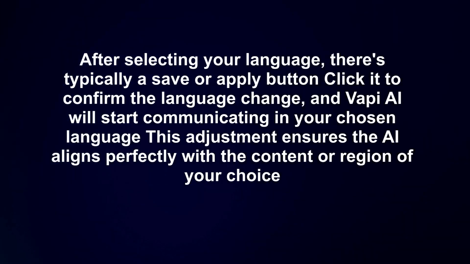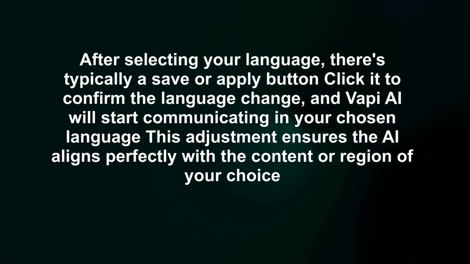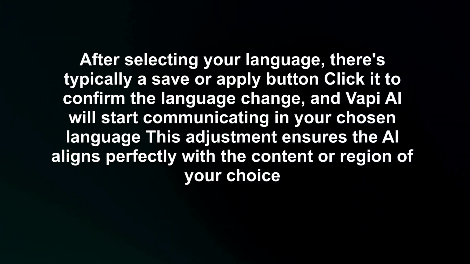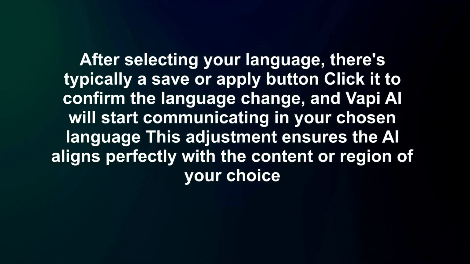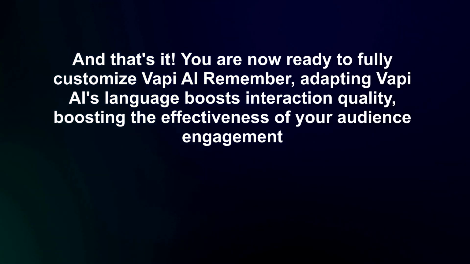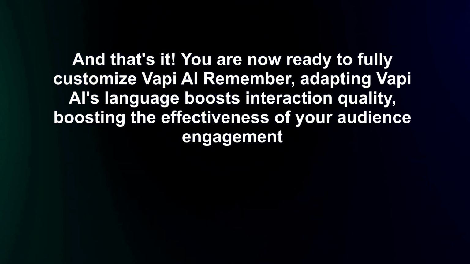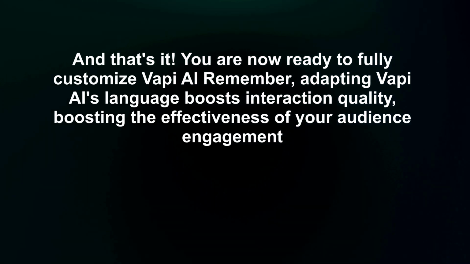After selecting your language, there's typically a save or apply button. Click it to confirm the language change, and Vapi AI will start communicating in your chosen language. This adjustment ensures the AI aligns perfectly with the content or region of your choice. And that's it. You are now ready to fully customize Vapi AI. Remember, adapting Vapi AI's language boosts interaction quality, boosting the effectiveness of your audience engagement.